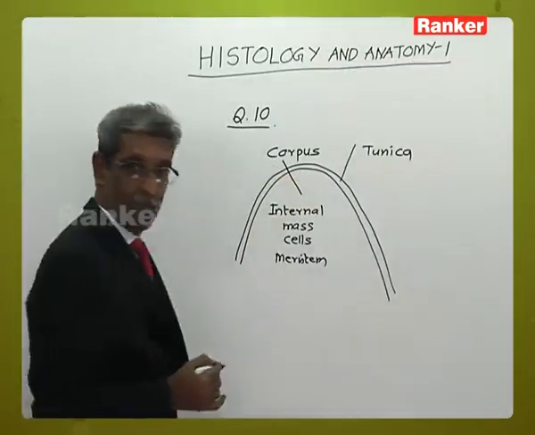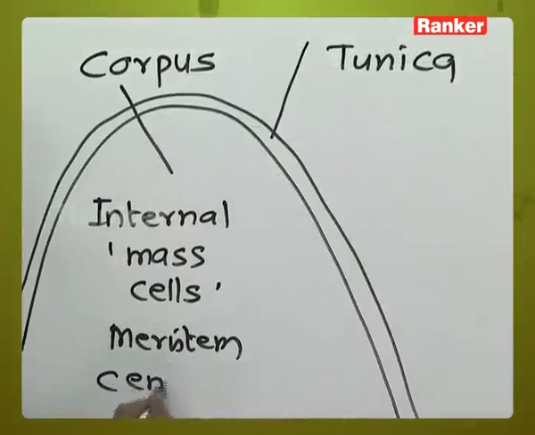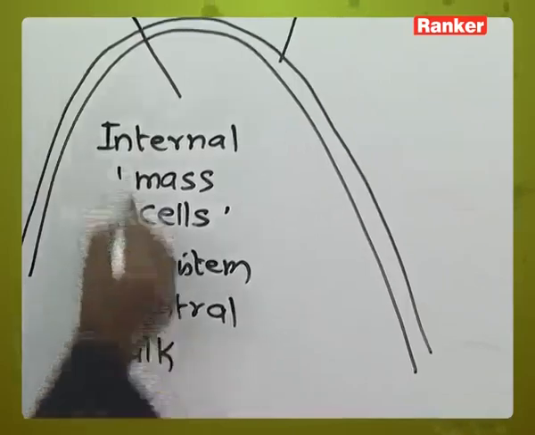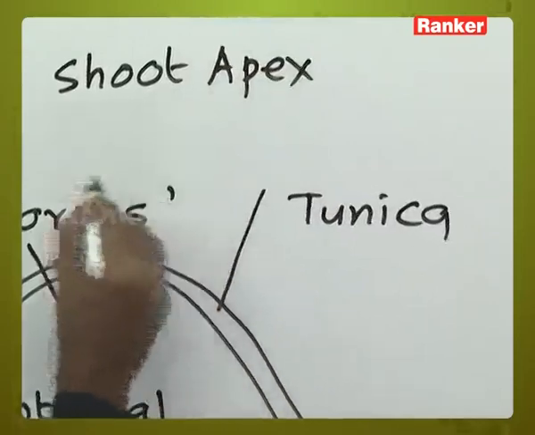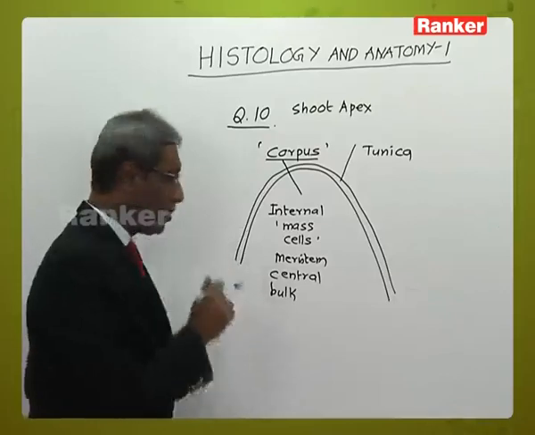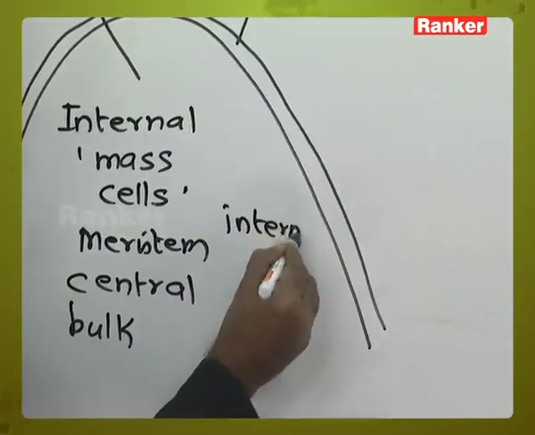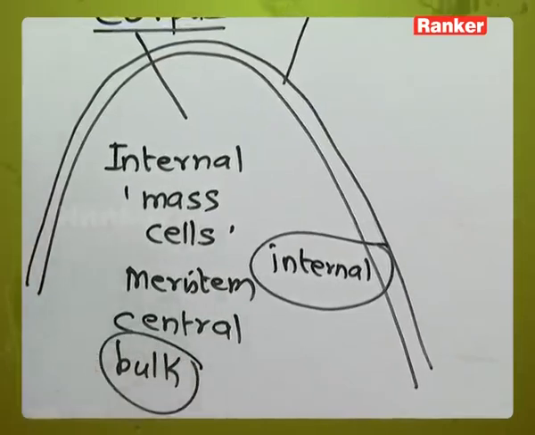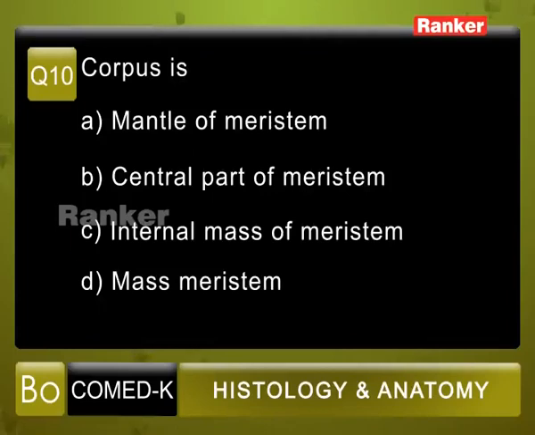the central mass of cells, which is central and which forms the bulk of the shoot apex, is termed as the corpus. So, it primarily relates to the central mass, but which is very much internal. So, the internal bulk of a meristematic tissue is referred to as the corpus. The answer is C.